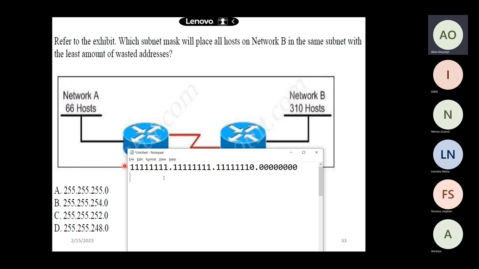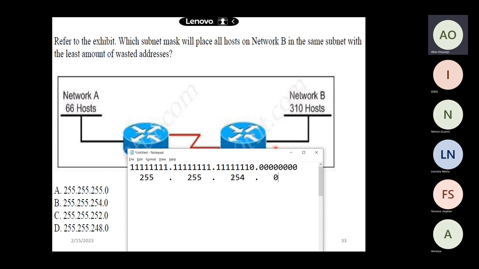Which subnet mask is this? This is 255. Dot 255. Dot what? This is 128 plus 64 is 192 plus, very good, 254. Good. Dot 0. So look at my choices here. Which number is 255.255.254.0? That is choice B. And that's how you get your answer. Using the number here, 310, you look how many bits, then you reserve them, then fill the rest with ones and change it to decimal, and you get your answer there.